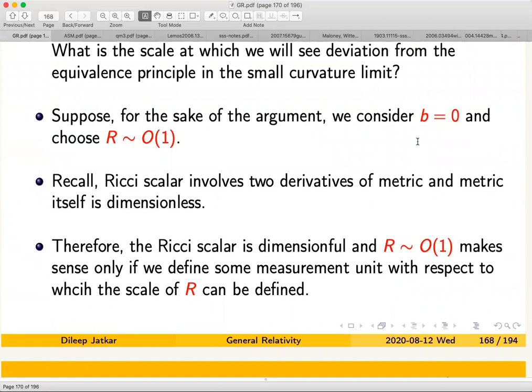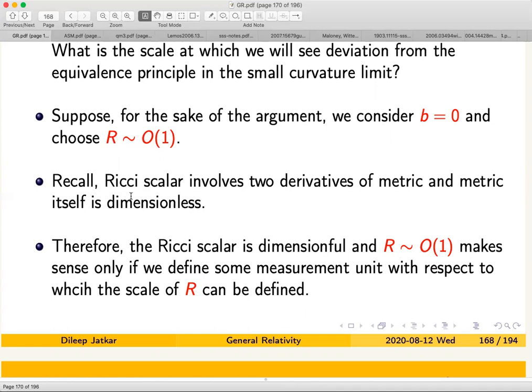Okay, so this is just for simplicity. Suppose you look at only the Ricci scalar term and you say that the Ricci scalar is of order 1. Okay, then we need to, of course, qualify what we mean by something like Ricci scalar being of order 1, because it's a dimensionful quantity. It involves two derivatives of the metric. So it has effectively dimension 2 with respect to the space-time dimensions that we have defined.